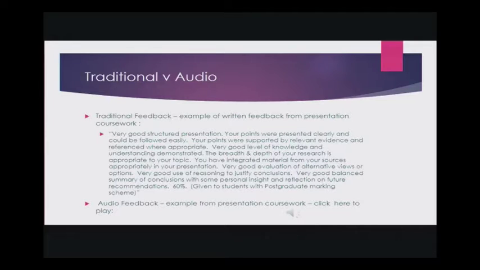This is an example of the feedback they have given. The traditional written feedback outlines the positives of the students' work, and the feedback matches the grading criteria where they fit into it. And for audio feedback, maybe we could listen to it now. An example of audio feedback has been attached here.